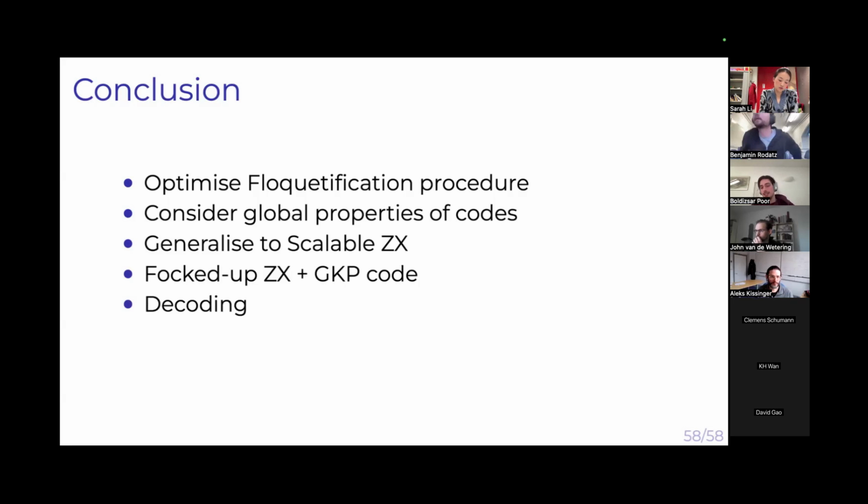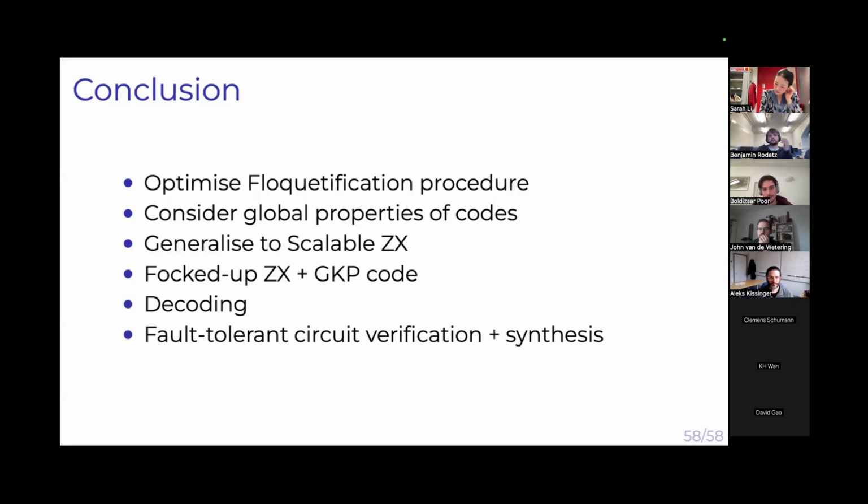And then decoding, which is a very complicated field on its own. It would be nice to see what we can reason about using the ZX calculus. And then lastly, verifying and synthesizing new codes using these techniques.